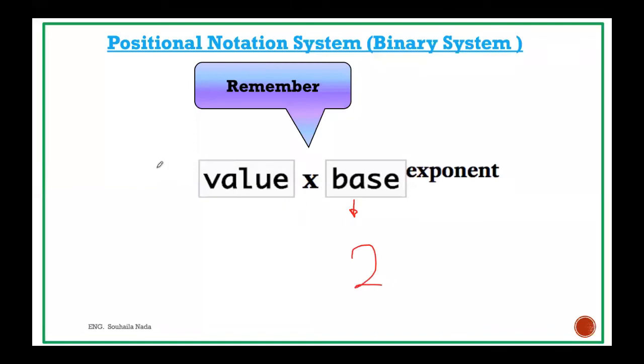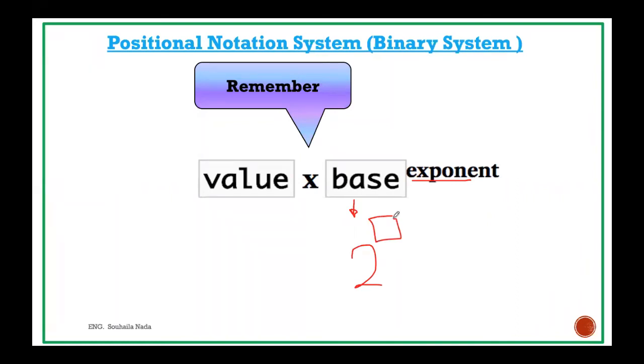Whenever you are talking about a binary system, the base equals 2, like your name. Then what is the exponent? We explained this with the decimal system: the exponent represents the position of the number.